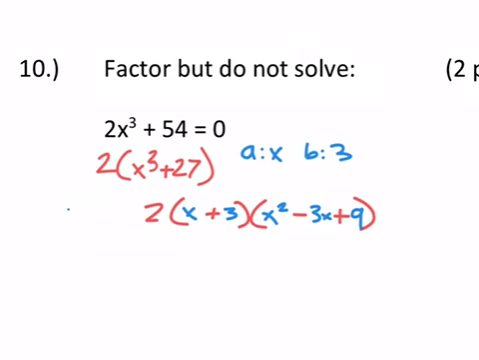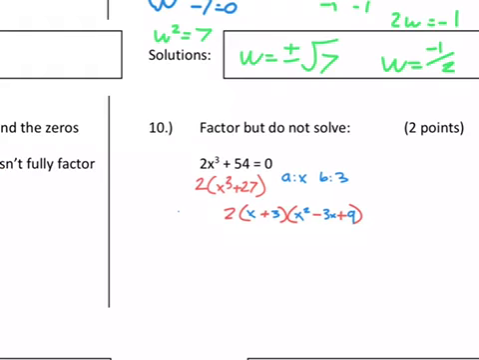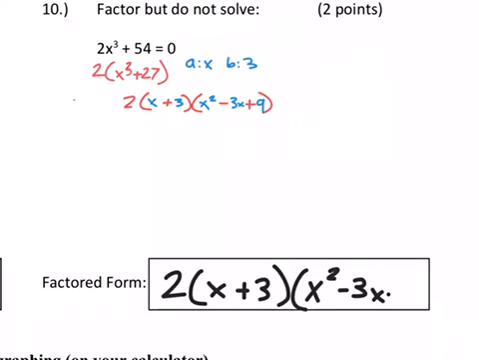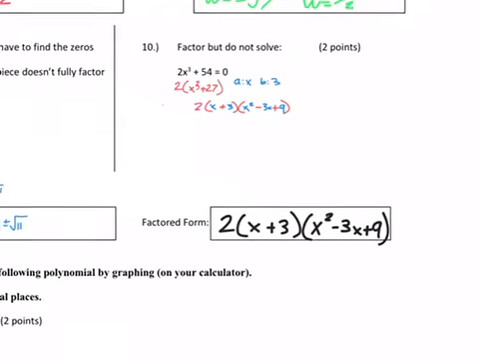We cube root x cubed to find the a value. Right, cube root 27 to find the b value. And then we're plugging it into the formula. So that would be our factored form right there. So don't forget to include that GCF piece. All right.